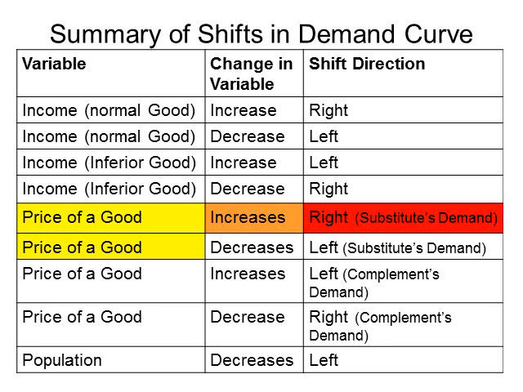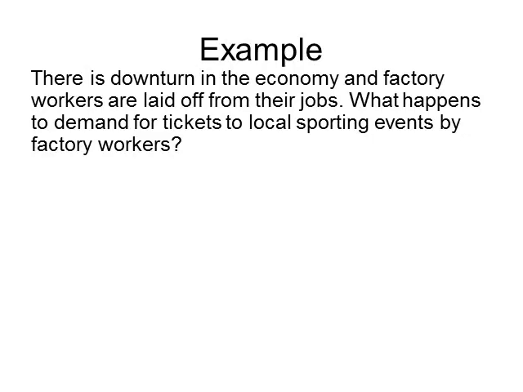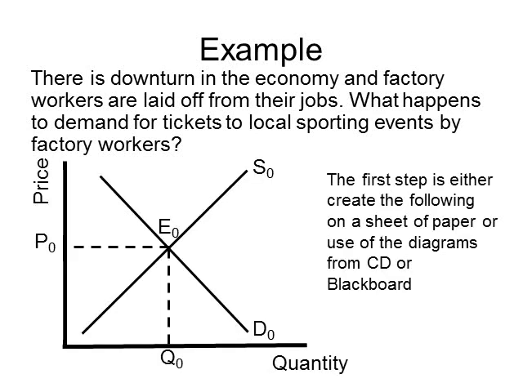Now let's look at working through a demand problem in its entirety. The problem is there's a downturn in the economy and factory workers are laid off from their jobs. What happens to the demand for tickets to local sporting events? The first step is to either draw the diagram on the right part of the slide on a piece of paper or use some of the diagrams available on Blackboard on the CD which you received in class.